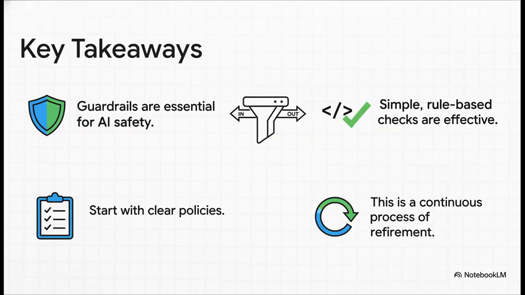First, guardrails are not a nice-to-have, they are absolutely essential for any production-ready AI. Second, they have to act as filters on both sides of the model, input and output. Third, as we saw with our code, even simple rule-based checks can be shockingly effective at stopping big problems. The trick is to start by defining your policies, what you want to allow, what you want to block, and then turn that logic into code. And finally, remember that this job is never really done. It's a continuous cycle of refining and updating your rules as new challenges pop up.